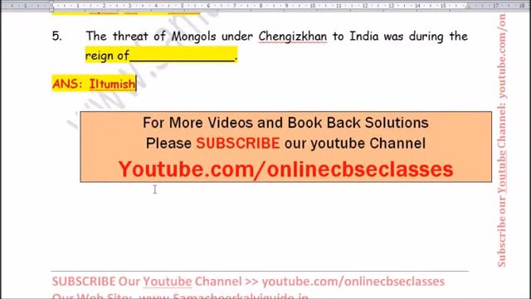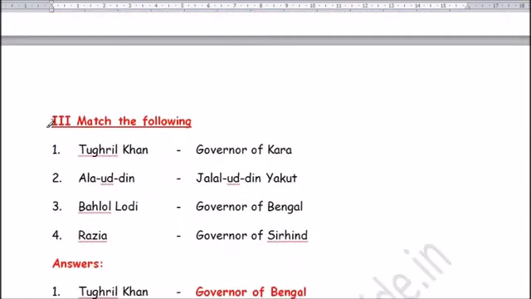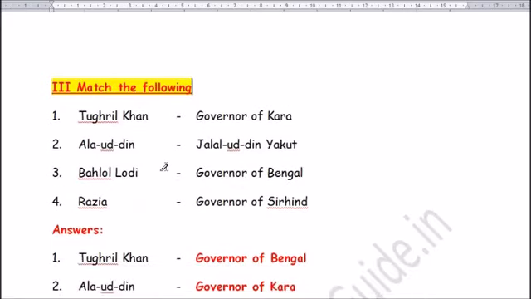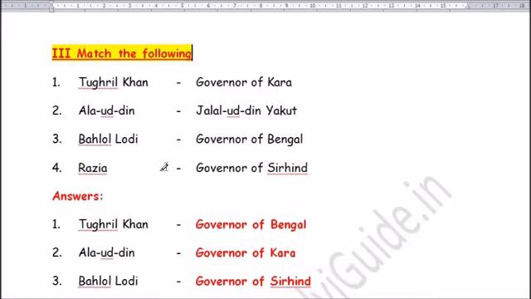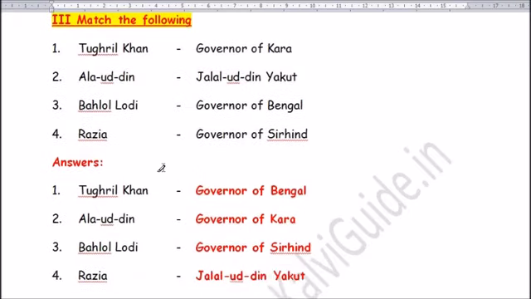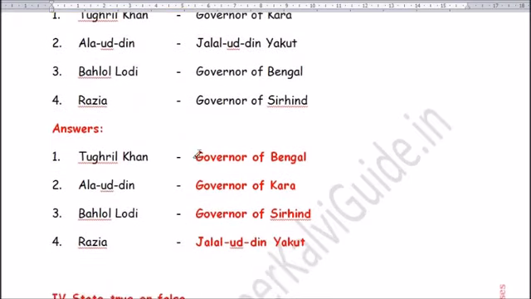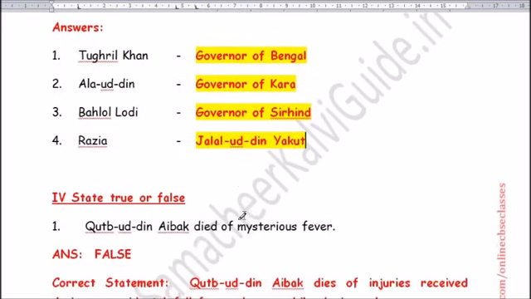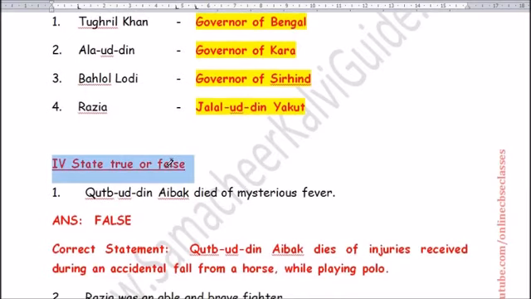Moving to Roman number 3, match the following. Tughril Khan, governor of Kara. Alauddin, Jalaluddin, Yaqut. Bahlul Lodi, governor of Bengal. Razia, governor of Sirhind. And the right answers are: Tughril Khan, governor of Bengal. Number 2, Alauddin, governor of Kara. Bahlul Lodi, governor of Sirhind. Razia, Jalaluddin, Yaqut.